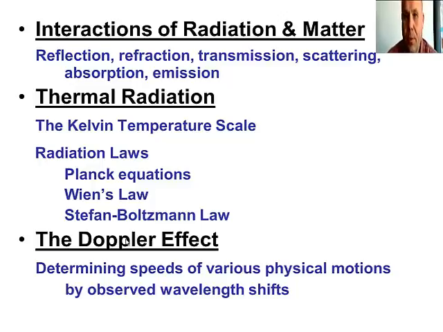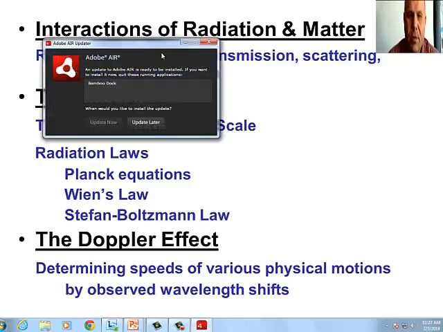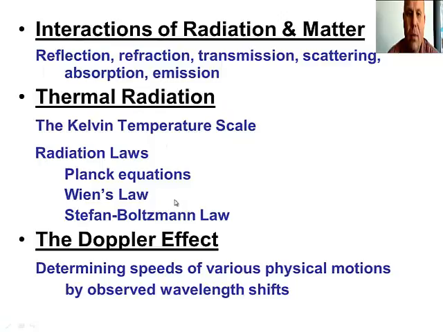We'll talk about thermal radiation, which is the measurement of temperature. Primarily we use Kelvin in astronomy, mostly because it's easier to measure, because it has a bigger scale and things are so incredibly hot or cold. So we use that. Some of the radiation laws we'll look at are Planck's equation, Wien's law, and the Stefan-Boltzmann law. You may have seen these in chemistry or even physics. So we'll check that out.